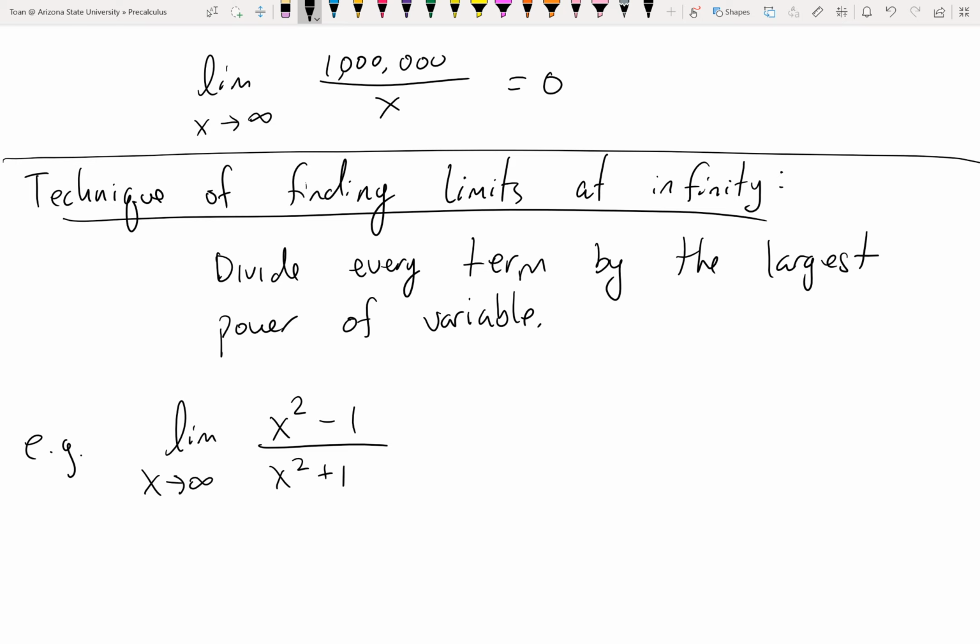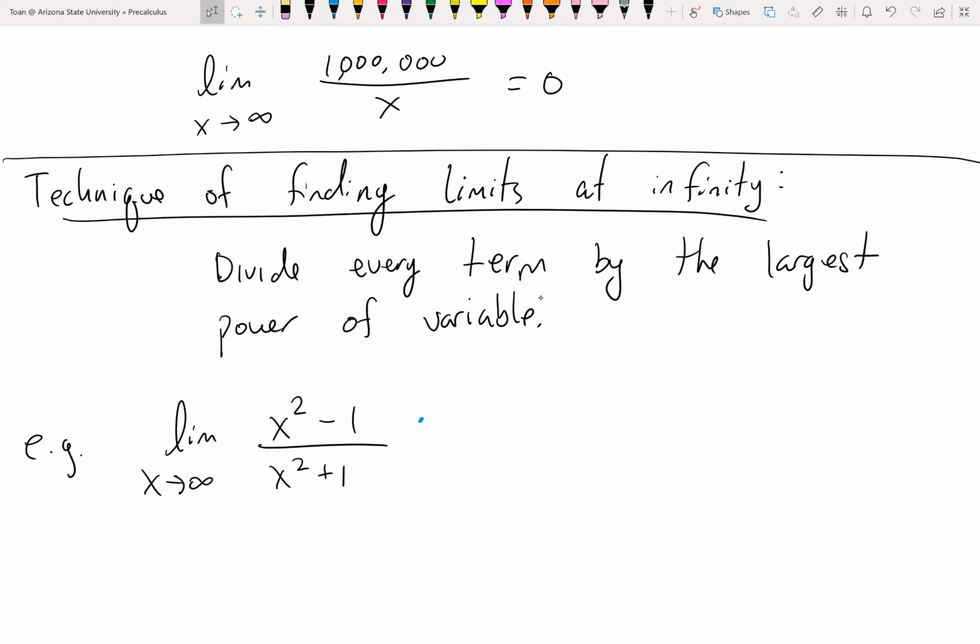So what I first do is look at all my variable terms. I only have 2 of them, this variable term and this variable term. And then I take the biggest exponent, the biggest degree. Well, in this case, they're both the same, 2. So mathematically, what you're doing is multiplying by 1 over the biggest exponent.